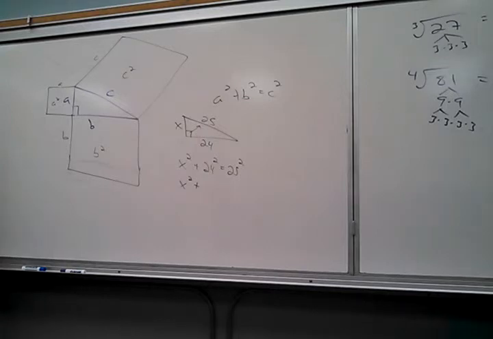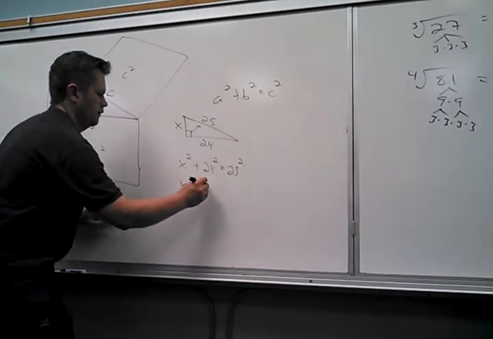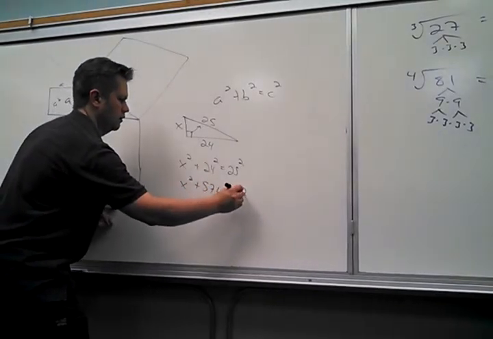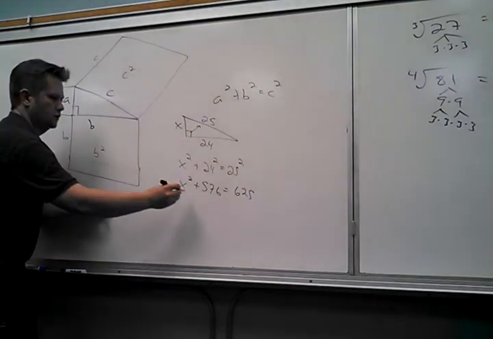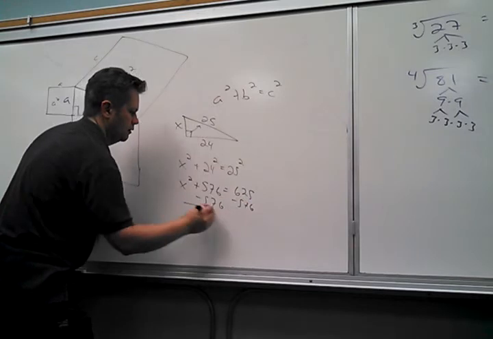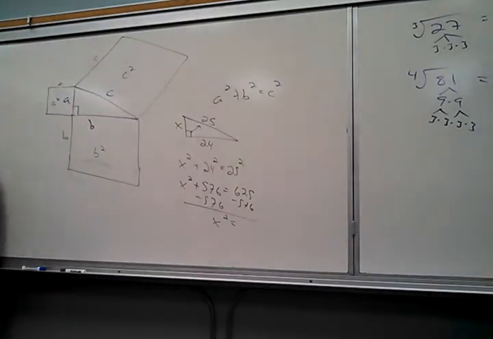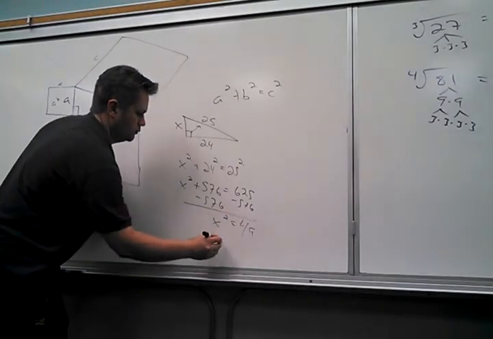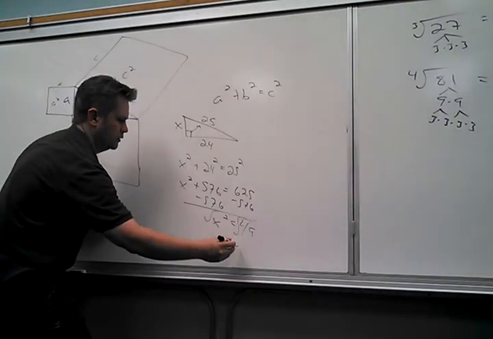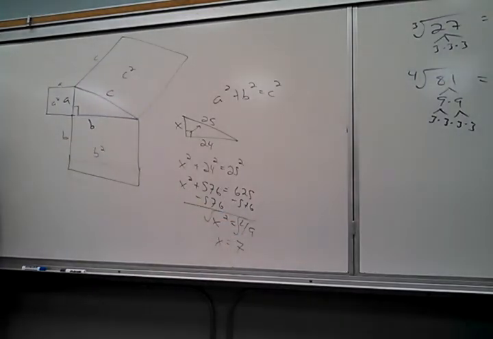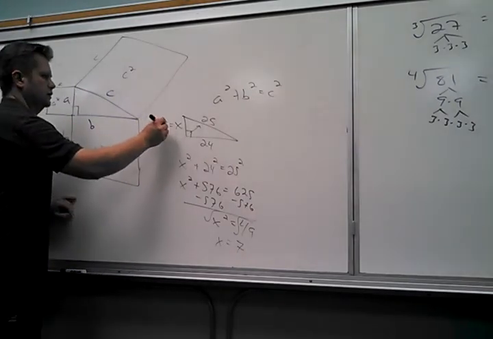24 squared. Is that 576? And 25 squared, 625. Cool. Subtract 576. 625 minus 576 is 49. And of course, what squared is 49? 7. So I'm taking the square root of both sides. I know it's positive, so I just take the positive one. It's not negative. It's a length. So that's 7.